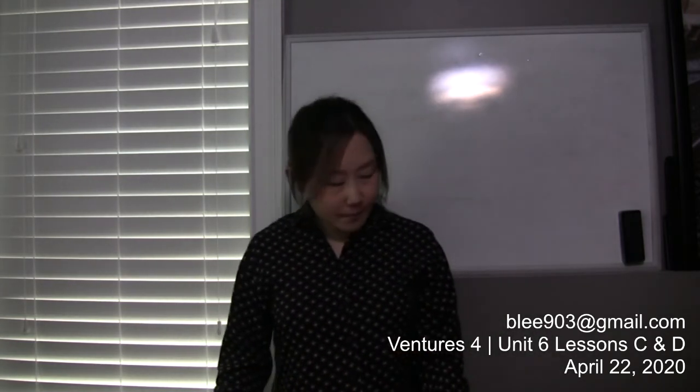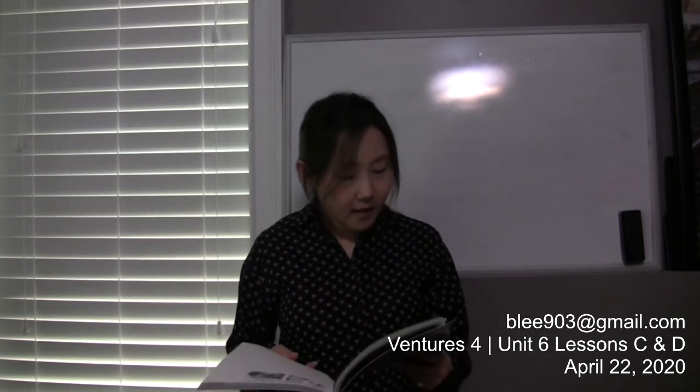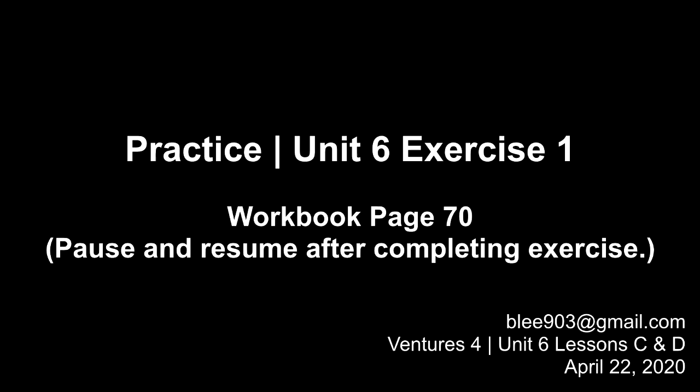Okay, so now I want you to open your workbook to page 70. Exercise 1, circle the correct answers. So let's look at number 1. Because laptop computers are more expensive than desktop computers, I bought a desktop. Okay, I'll give you some time to complete numbers 2 through 7, and then we will continue.